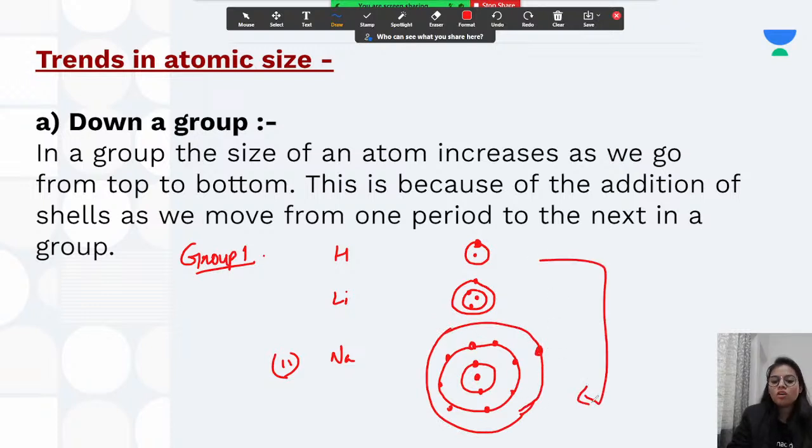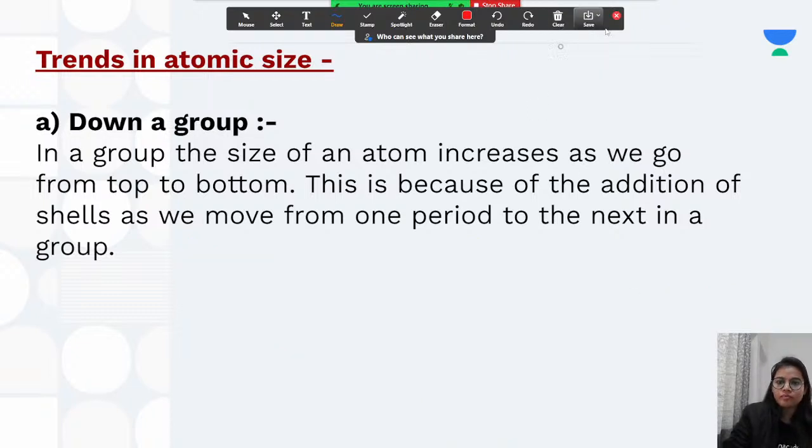So the size of the atom is increasing. And what is the reason for this increase? The shells are increasing. The shells are being added one by one. So as we are moving from top to down, what is happening? The size of the atom is increasing. That is very obvious. So the atomic size increases when we move down the group.